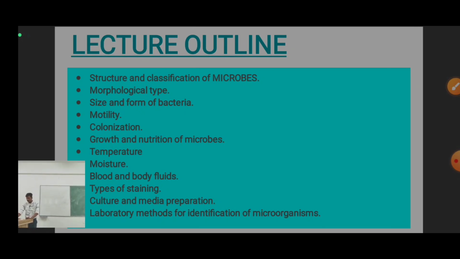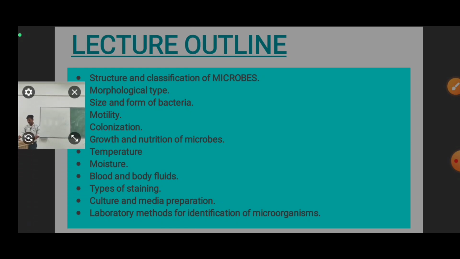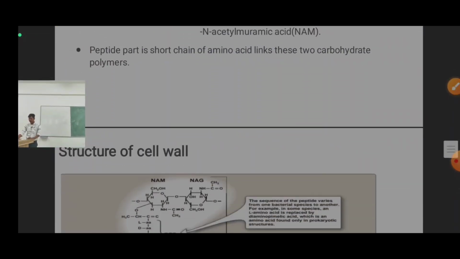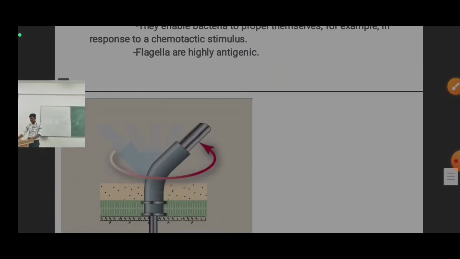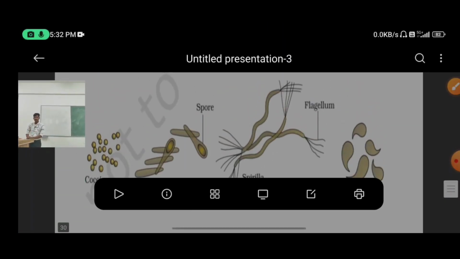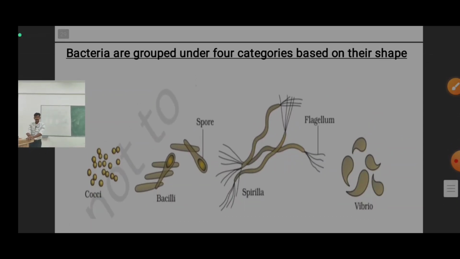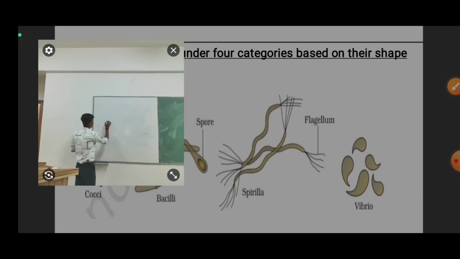Okay. So the first topic is the shape of bacteria. There are four shapes of bacteria generally. The first shape is round shape. The round shape bacteria are called coccus. Then we have another type called bacilli, which is rod shaped. Then we have spirillum, which is spiral shaped, and then we have comma shaped, vibrio. So we basically have four shapes of bacteria on the basis of shape.